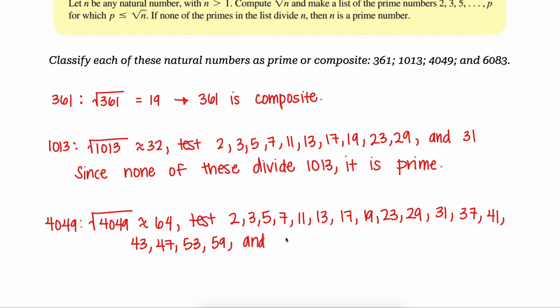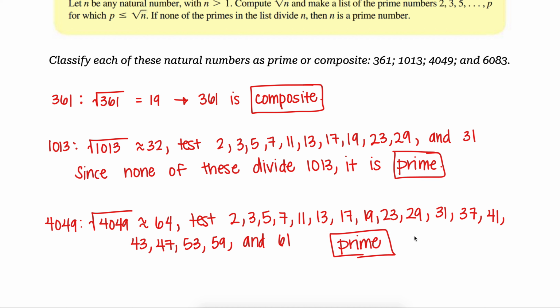There's a whole bunch of them. And if you divide 4049 by each of those numbers, you will find that none of them divide into 4049. It is a prime number. And I'm leaving out this phrase here. Since none of these divide 4049, it is prime. So 4049 is also prime.